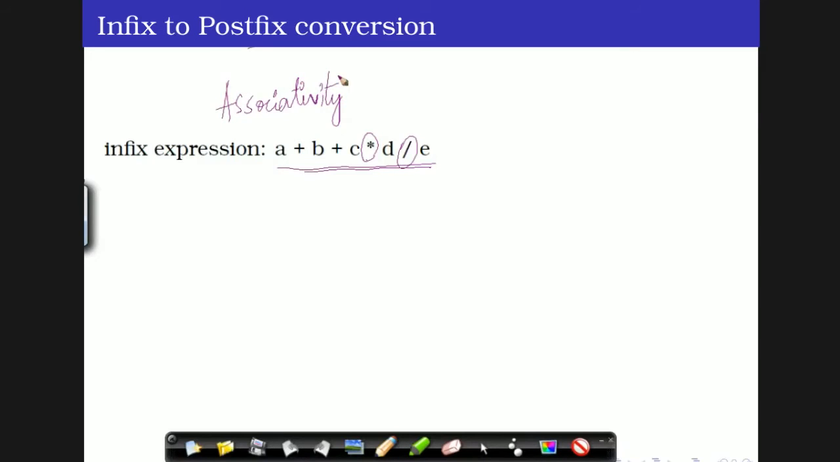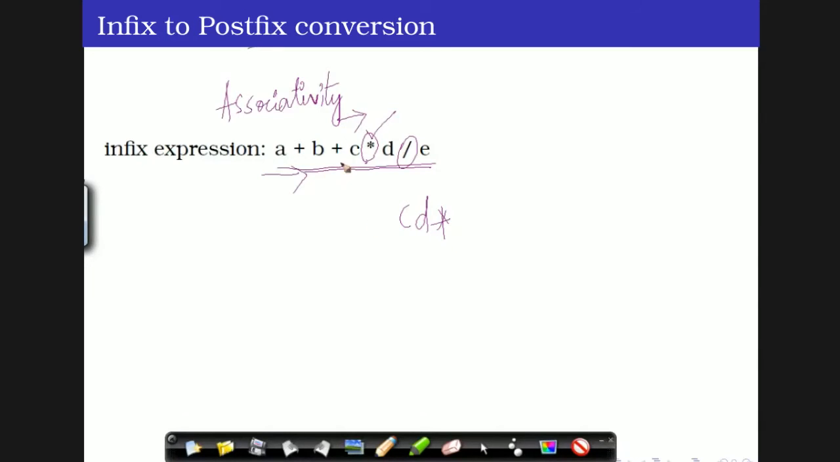The associativity rule is whenever we have more than one operator with the same priority, it always checks for the leftmost operator, or the operator which has occurred first from the left side. So the leftmost highest priority operator which has occurred first is multiplication. So this is evaluated or converted first. What will it do? It will convert this C, D, and then the multiplication symbol will be taken.